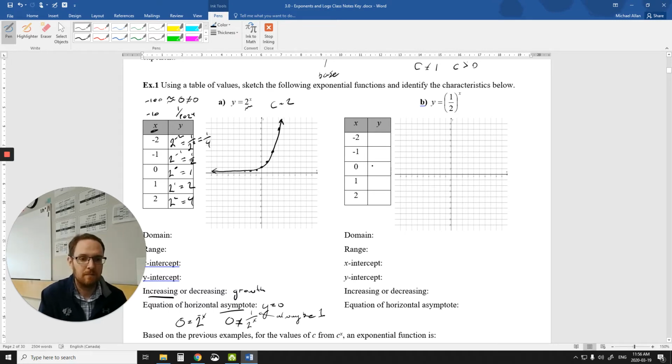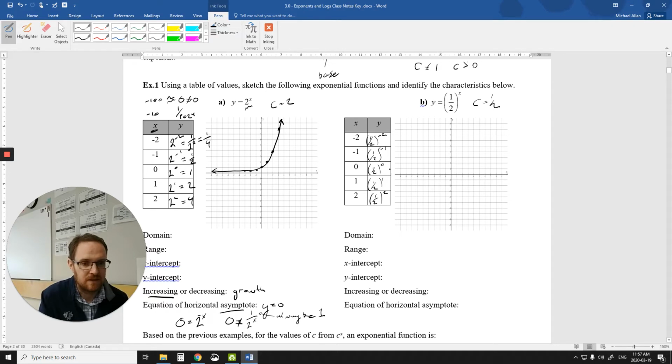Okay, looking good. Now you can see over here, my base is now equal to a half. That base is equal to half, with an exponent of x here, so I can put in here 1 over 2 to the negative 2, 1 over 2 to the negative 1, 1 over 2 to the 0, 1 over 2 to the 1, and then 1 over 2 to the 2. So I plot all those points in there too.